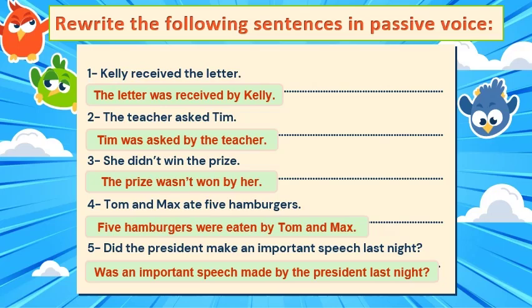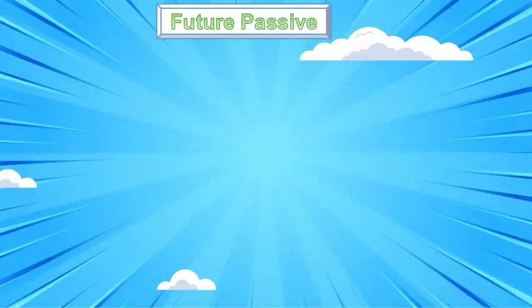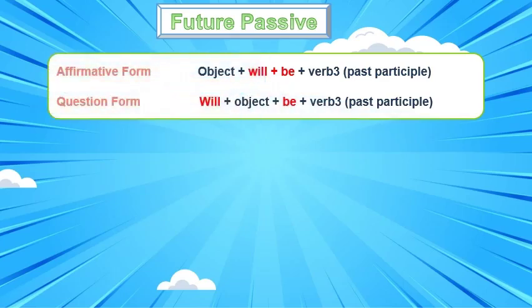So let's move to the future passive here. Let's start with the affirmative form. Start with the object and will be. The verb be, then the verb in the past participle. But in the question I will start with will, and after that the object and be, and the verb will be in the past participle. So this is the future passive. Okay. So let's see here some questions about this tense. And don't forget, it starts with will be, not just will. Okay.